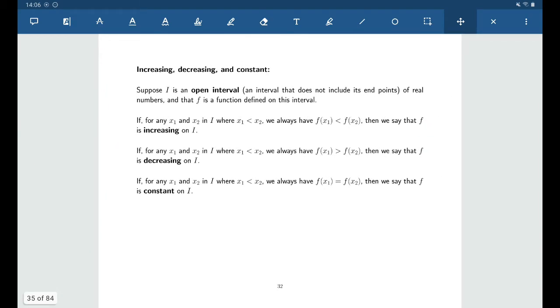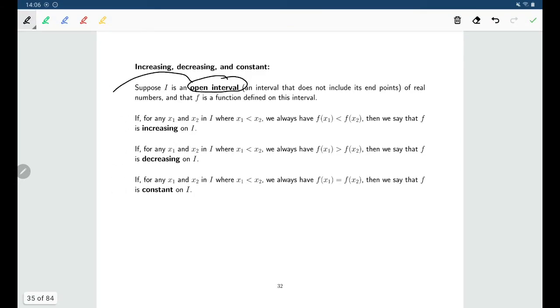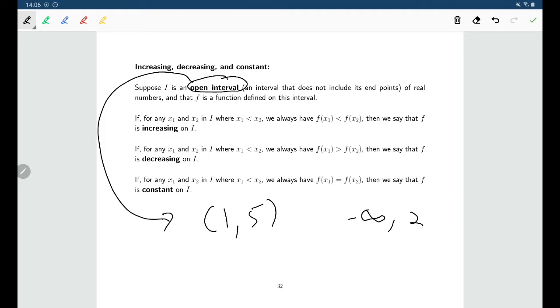Now, for some of the definitions that we're going to work with in the next little part here, I'm going to be talking about intervals that are open. And so when I say an open interval, I'm talking about intervals that don't contain their endpoints. So things like the interval from 1 to 5, that would be an open interval because the 1 and the 5 are not included. Similarly, if I were to say the interval from negative infinity to 2, not including the 2, that would be another example of an open interval.